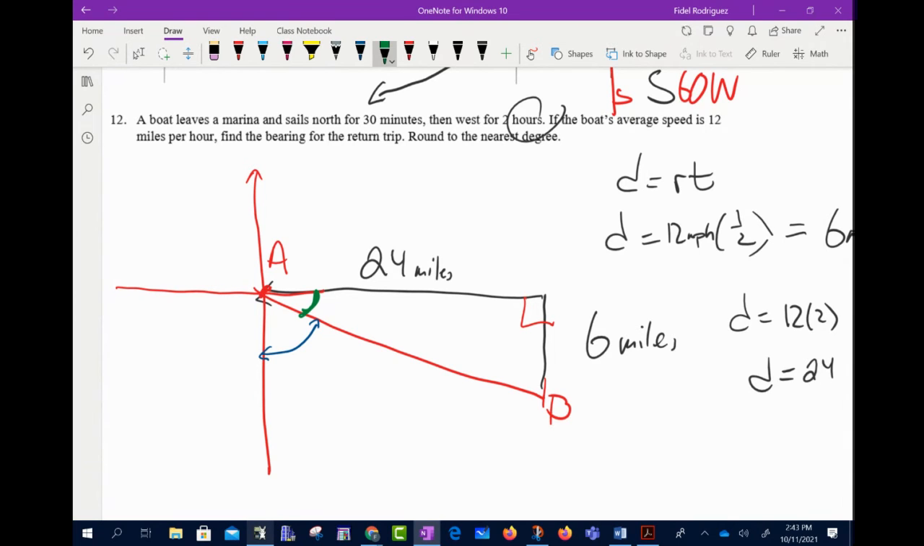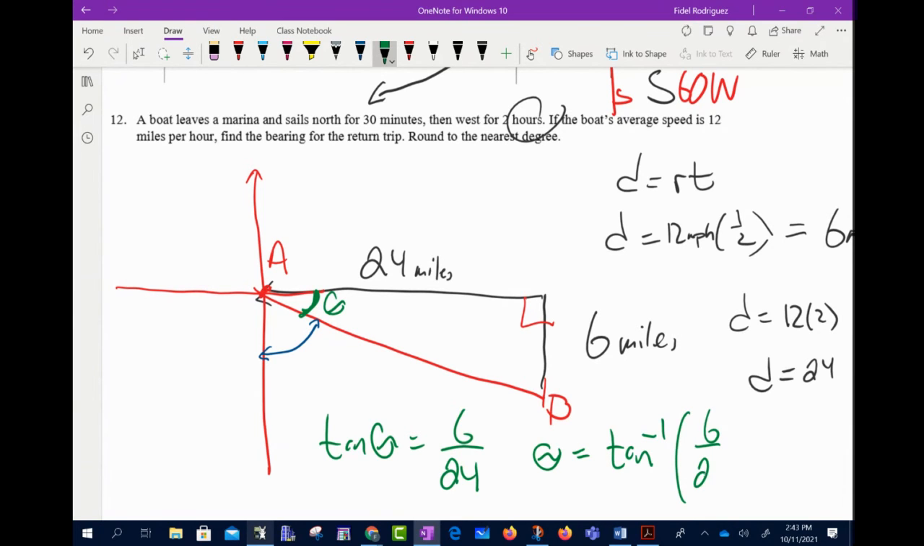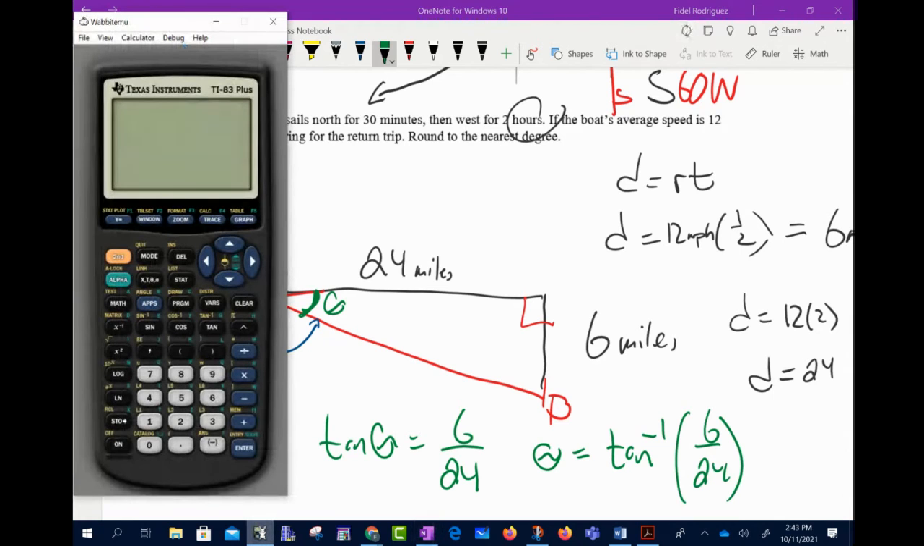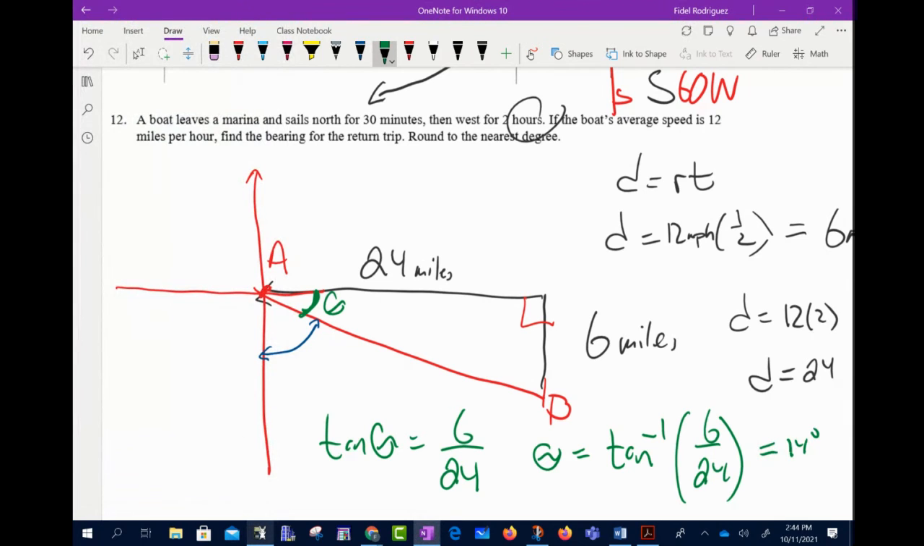What's the formula, though? You got to know it, right? What's the formula? Anybody know? Tangent. Let's call this theta. So the tangent of theta is equal to the opposite over the adjacent. So that's telling me that theta would be the inverse tangent of 6 over 24. So let's turn this thing on. Let's go second tangent inverse of 6 over 24. Okay. And we're going to the nearest degree. So would you guys say 14 or 15? 14 degrees. Okay. So we know that this angle here is 14 degrees.